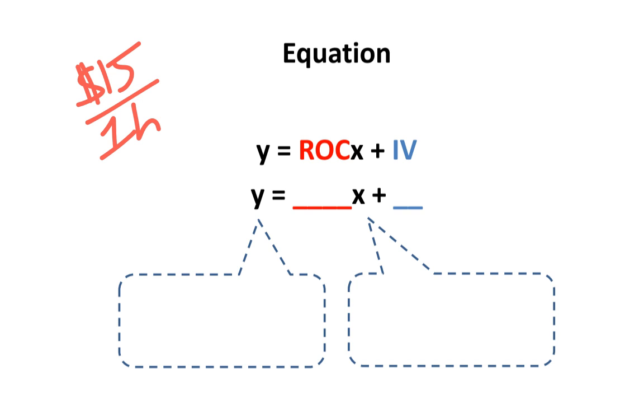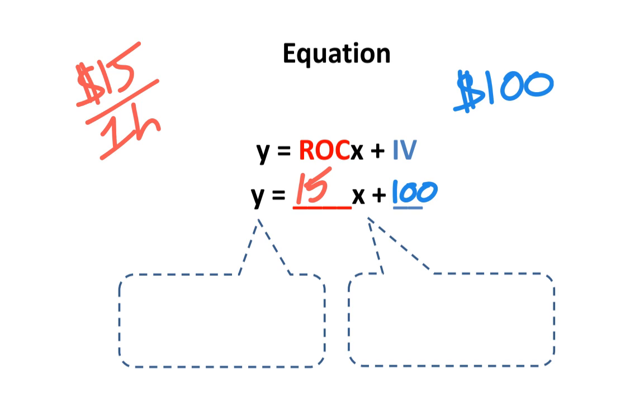This is the same thing as 15 over 1, which is the same thing as 15 divided by 1, which is the same thing as just 15. Therefore, the rate of change can be simplified to just 15. Meanwhile, the initial value was $100, since that is the amount of money you have when you work 0 hours. Therefore, I can put 100 as the initial value.